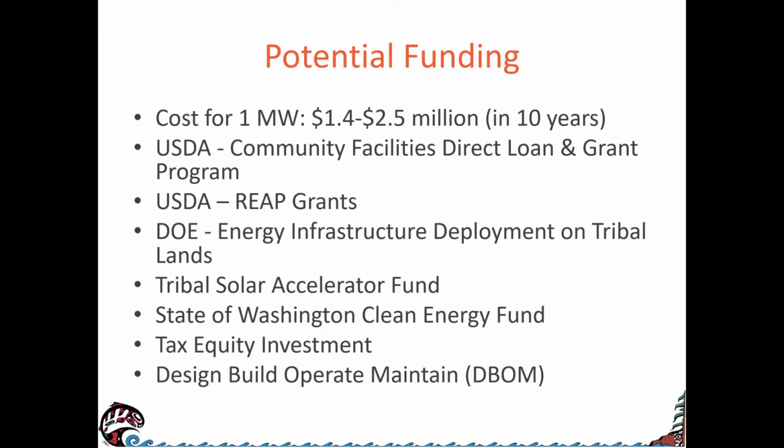The study indicated that in 10 years, the cost for 1 megawatt will probably be $1.4 to $2.5 million. So where do we get funding for the project? We would look at USDA. We'd look at the Department of Energy Infrastructure Deployment on Tribal Lands grant, both for the microgrid and the smaller 100 kilowatt arrays, the Tribal Solar Accelerator Fund, and the State of Washington Clean Energy Fund. We could work tax equity investment, that would be great, or maybe hire design build operation. Next.